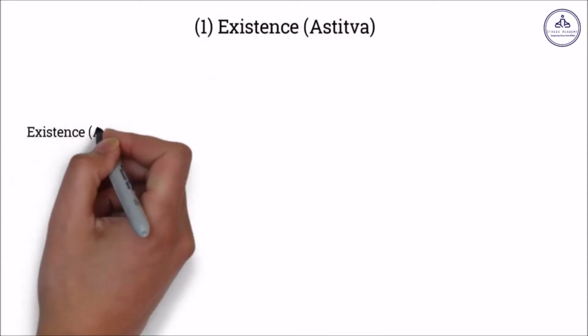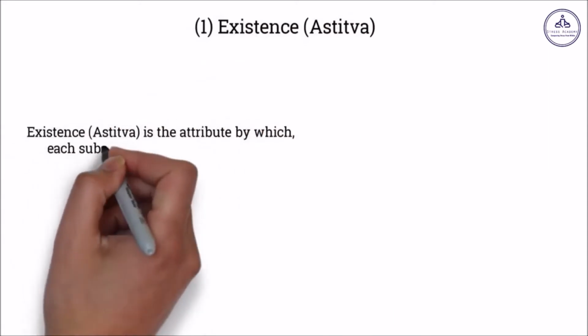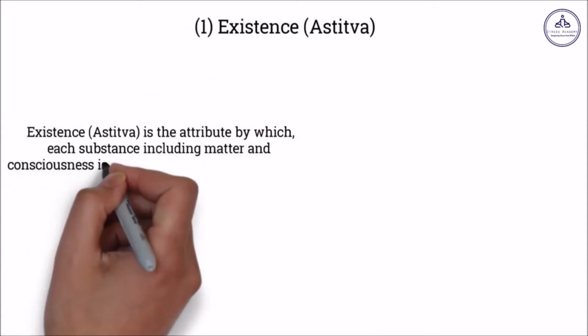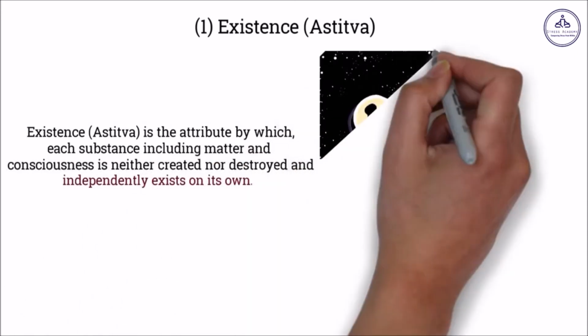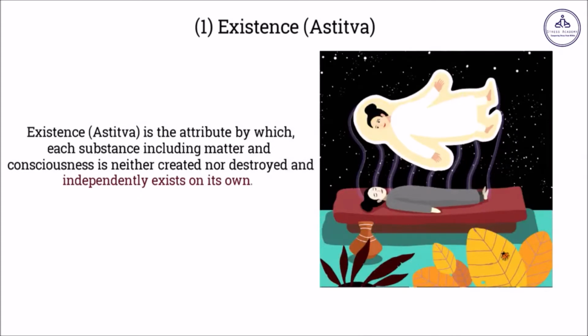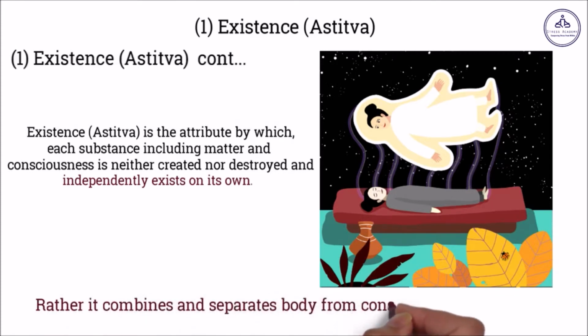1. Existence, or Astitva, is the attribute by which each substance, including matter and consciousness, is neither destroyed nor created, and independently exists on its own, without the need for external intervention. This implies that birth does not create and death does not end the existence of our consciousness, but rather they combine and separate the body from consciousness respectively.